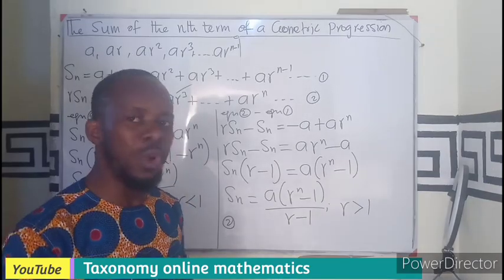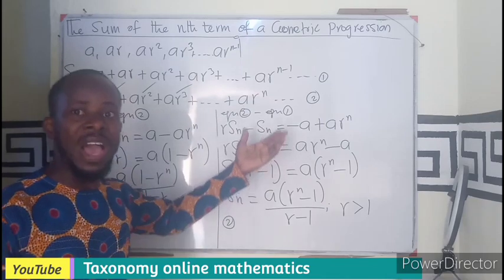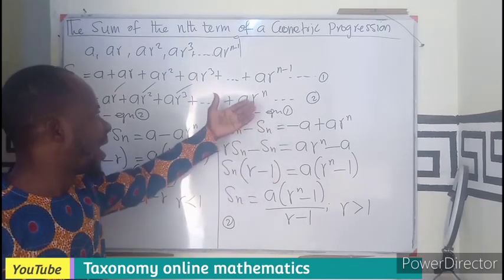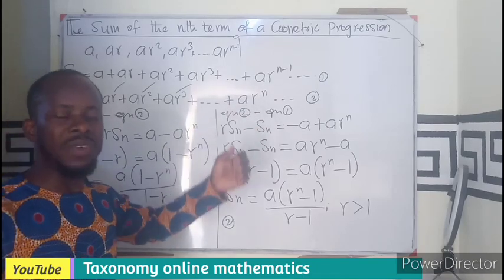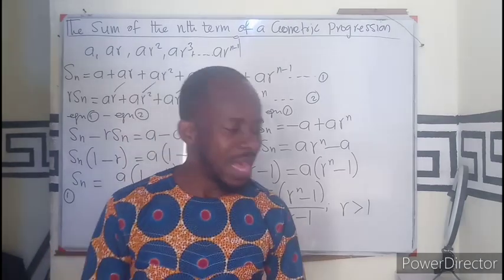In the next episode, we will also find the sum to infinity. Don't forget, this is a finite geometric progression or sequence whereby the last term is known. What if it is infinite, whereby we don't know the last term? We will check that in the next episode.